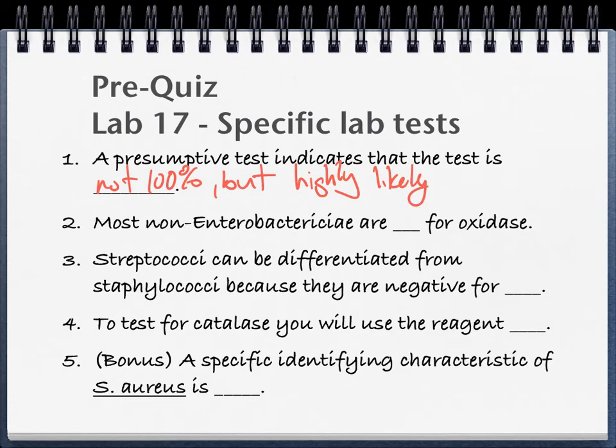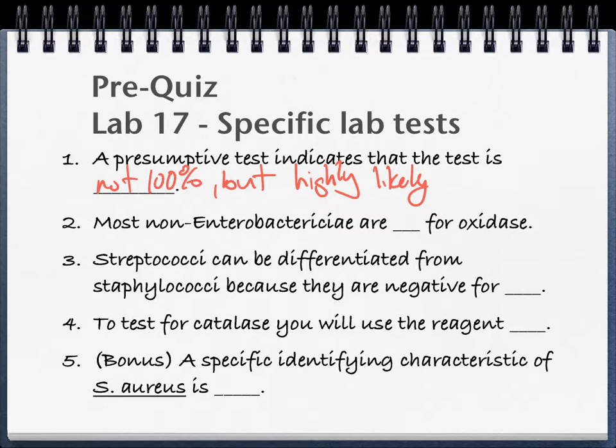So the idea here is that a presumptive test will get us a pretty good answer. Highly accurate, highly likely, right? But it does give us an allowance that it's not 100%. Okay, and we'll talk about why and how we use presumptive tests a little bit later. So we're going to talk about 3 presumptive tests today.